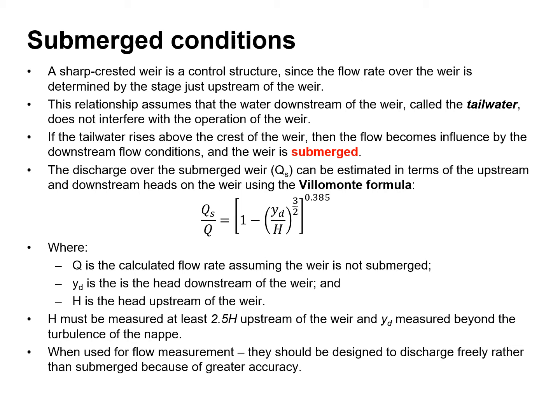The value of H must be measured at least 2.5 times H upstream of the weir, and YD measured beyond the turbulence of the nappe. When used for flow measurement, they should be designed to discharge freely rather than submerged because of the greater accuracy.